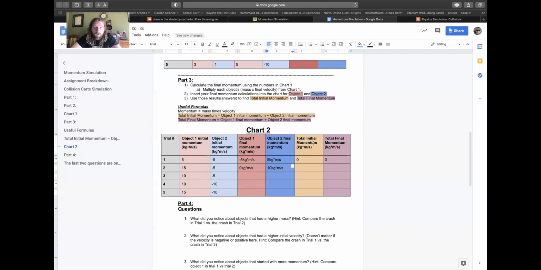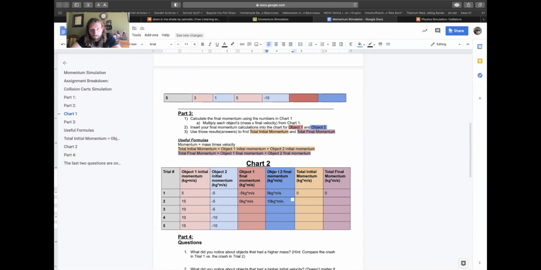So then how do you get the total initial momentum and the total final momentum? Well, you're going to have your final momentum for object 1 and your final momentum for object 2. And if you look, the total final momentum here is just object 1's plus object 2's together. So to find this right here, all you have to do is add this number to that number. So if I add -5 to 5, I get 0. So that was the total final.